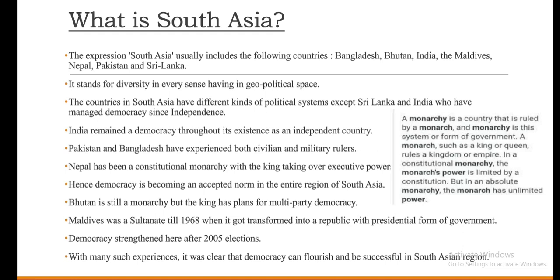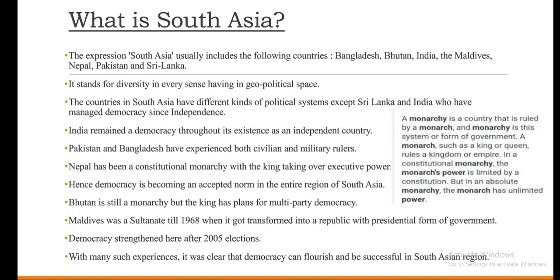Now, the South Asian region stands for diversity in every sense, having its own geopolitical space. What is the geographical importance? There are the Himalayas in the north and the vast Indian Ocean, the Arabian Sea, and the Bay of Bengal in the south, west and the east respectively, providing a natural bias to the region, which is largely responsible for the linguistic, social, cultural distinctiveness of the subcontinent, the variation of the subcontinent.